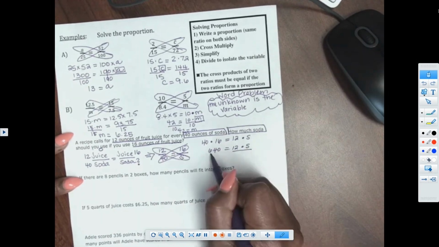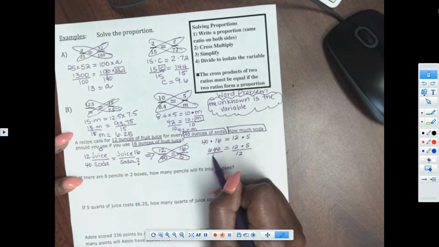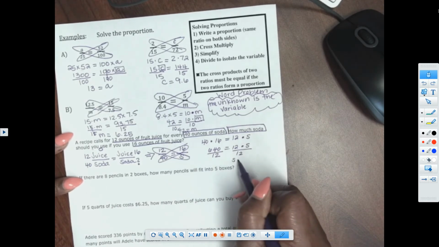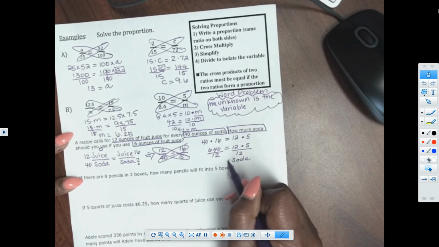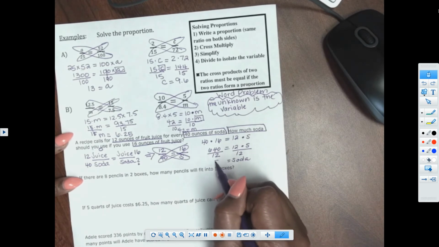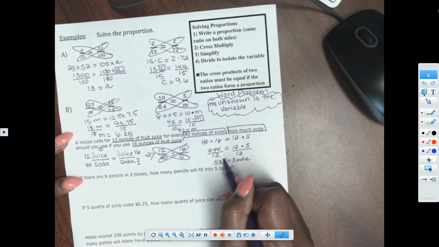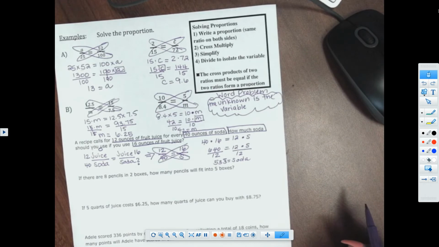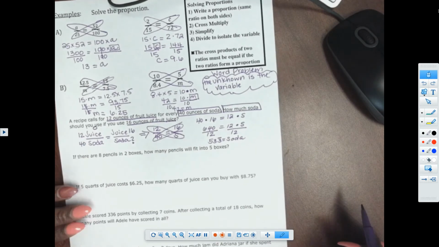Then we're going to divide both sides by 12. So S, representing my soda, will equal 53.3 repeating. Okay? So about that amount of ounces of soda. Okay? Let's take a look at another example.